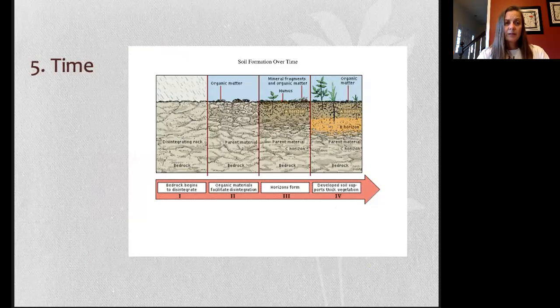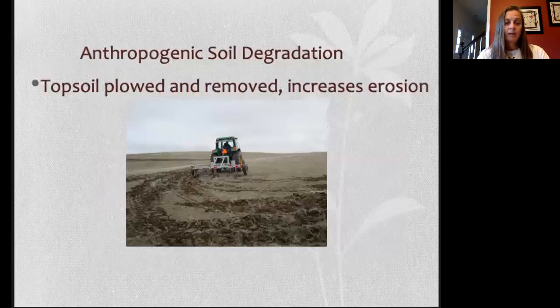So what are some of the ways that we impact these cycles? As humans, when we plow and remove topsoil, that increases erosion. So when we reach the agricultural section, we're going to talk about the idea of no-till farming, which allows that erosion to be decreased.